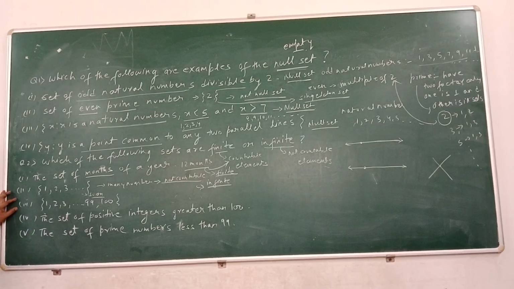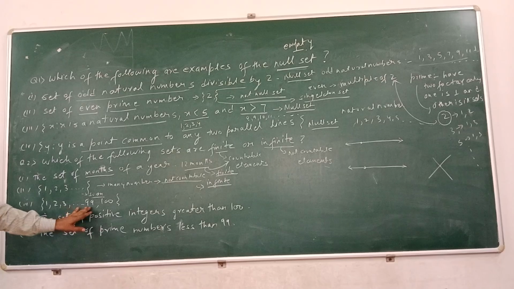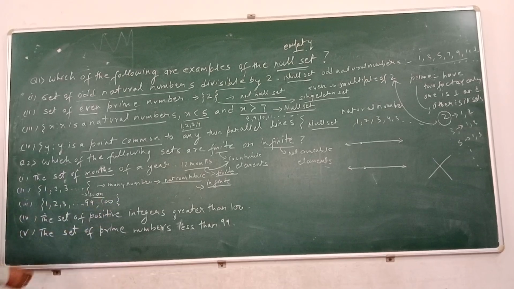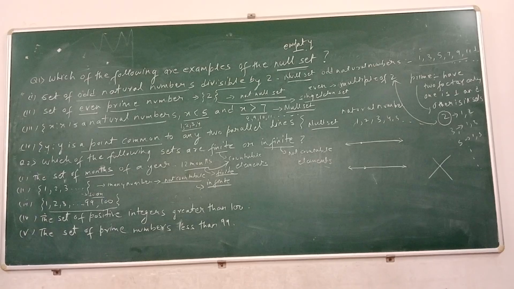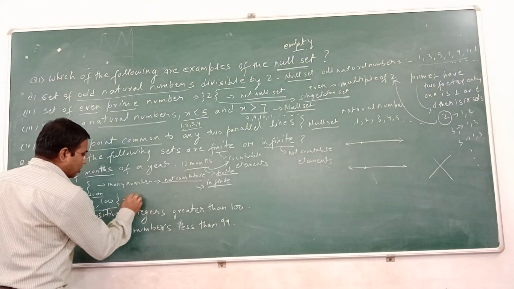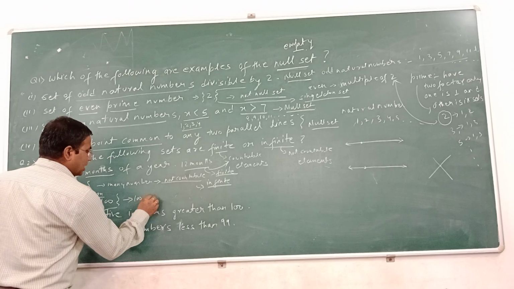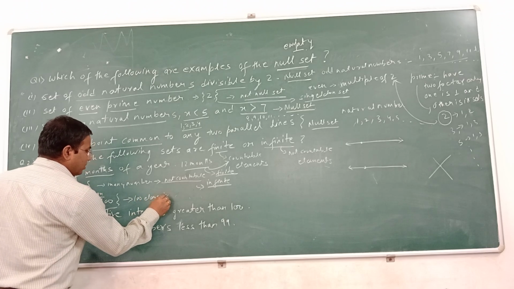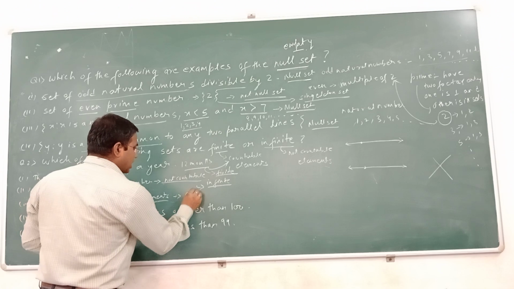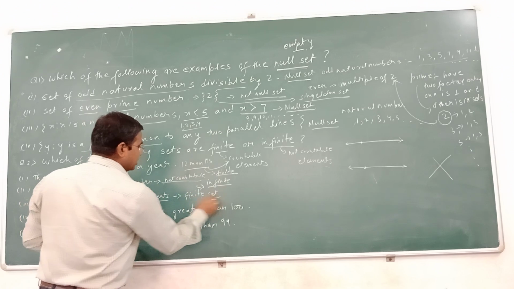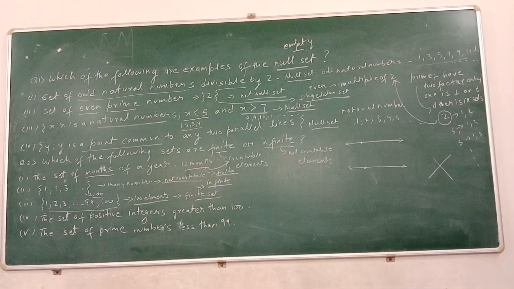Now see the third one. 1, 2, 3, and so on up to 100, which means in this set 100 natural numbers are there. You can count 1 to 100, so 100 elements will be there in the set. It means this is countable, so it is called a finite set.